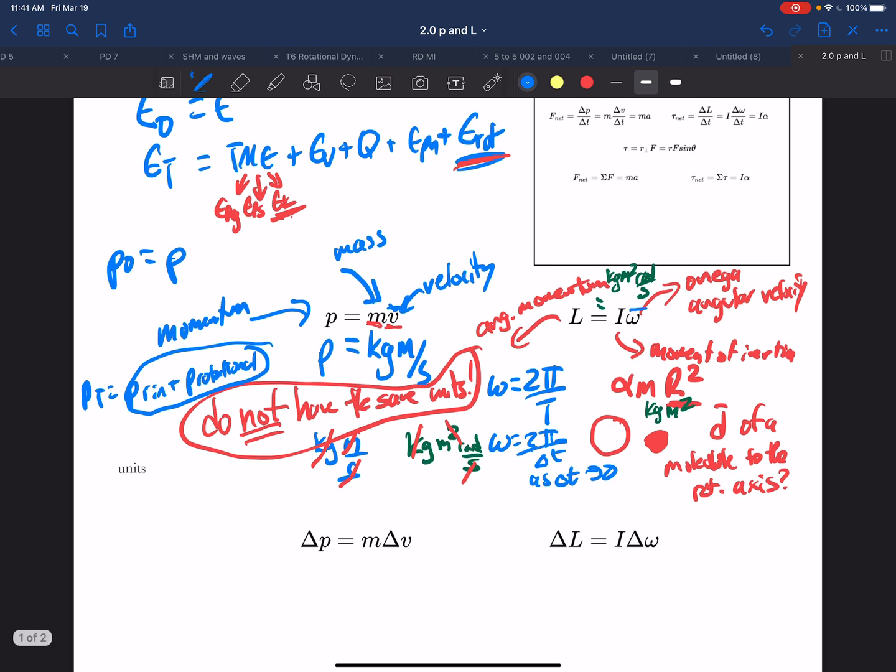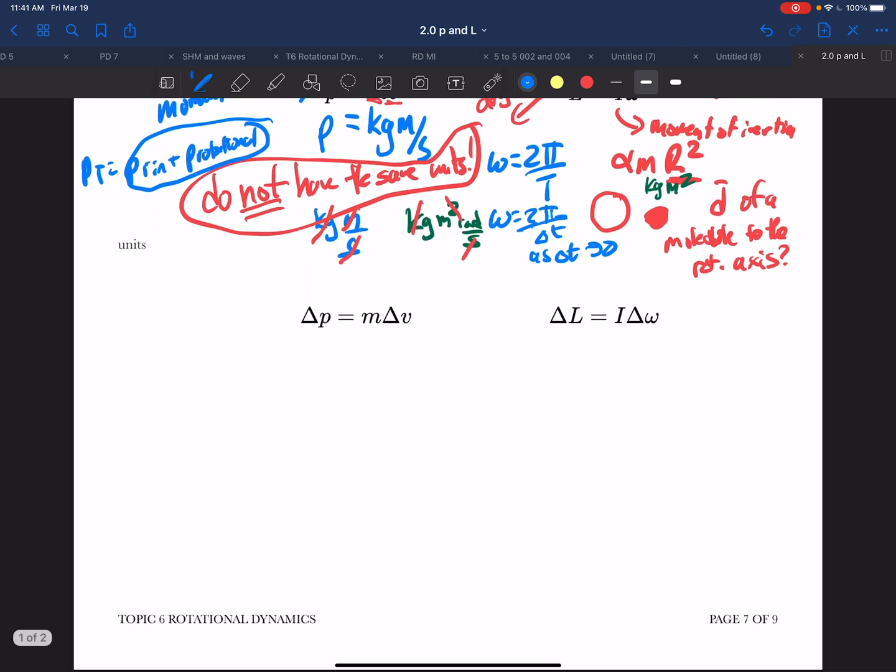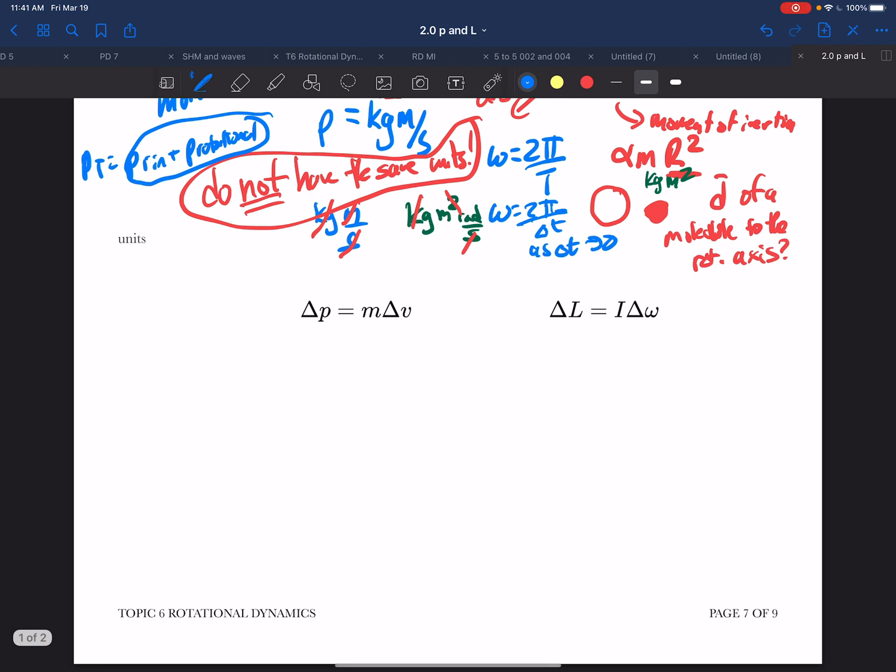So let's apply the units to the change in momentum and the change in angular momentum. We still have kilograms. And the velocity change, if we went, say, from 4 meters per second to 6 meters per second, is 2 meters per second. So the fact that it's a delta has no effect on the units. So it's still kilogram meters per second.